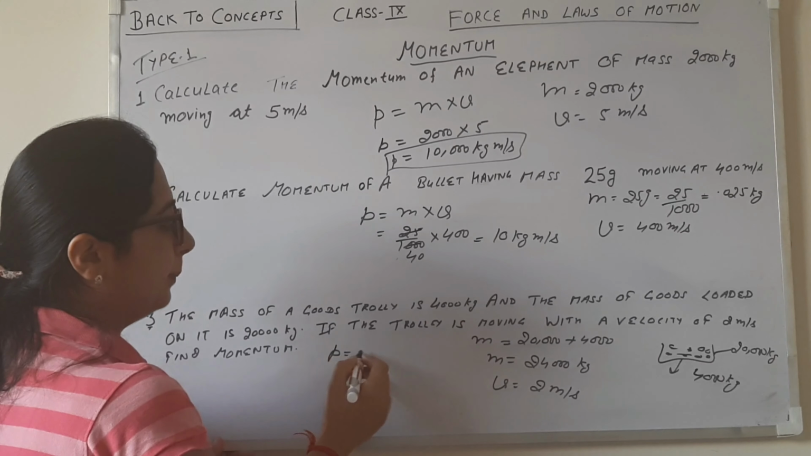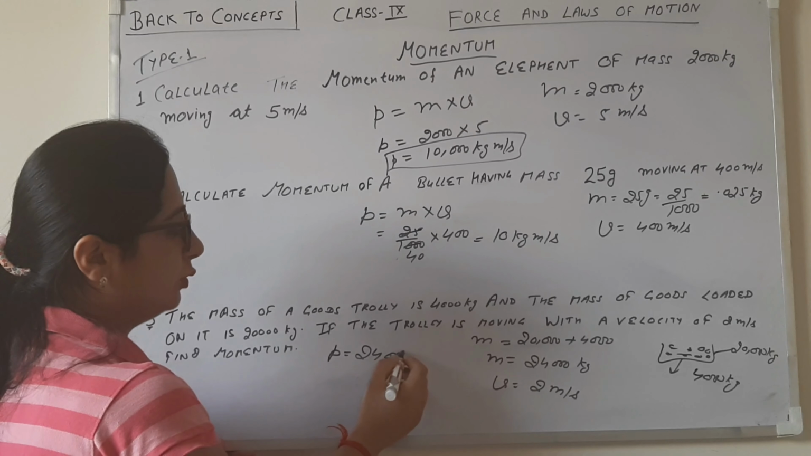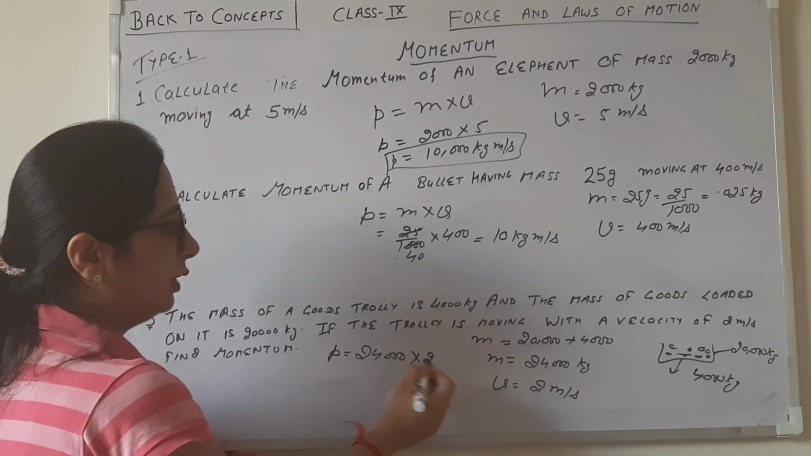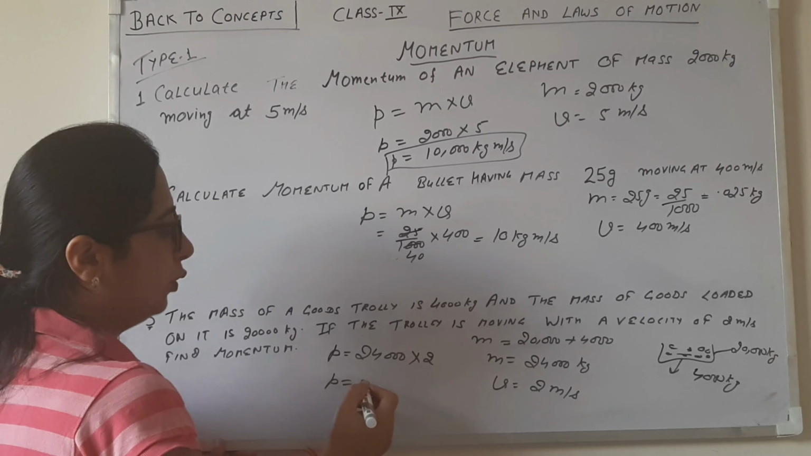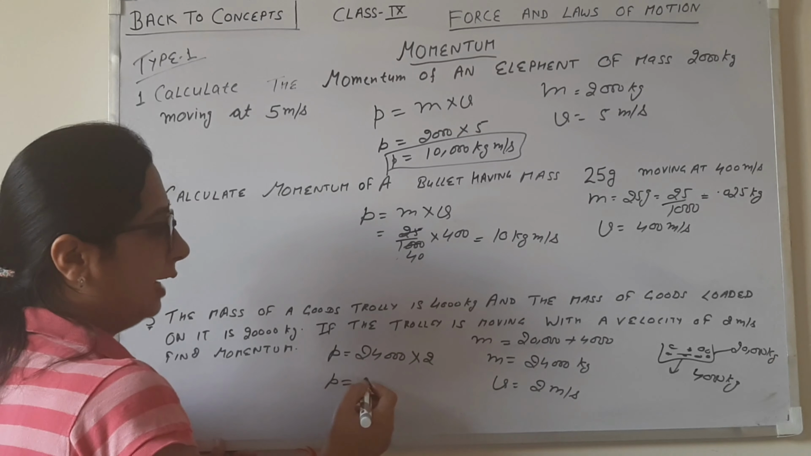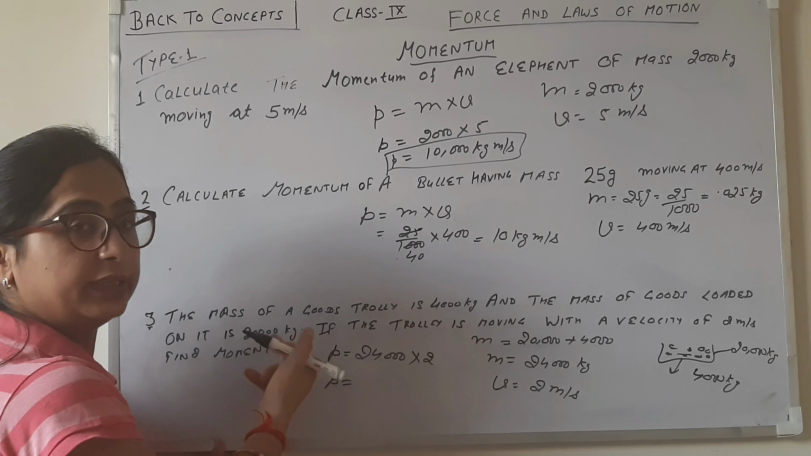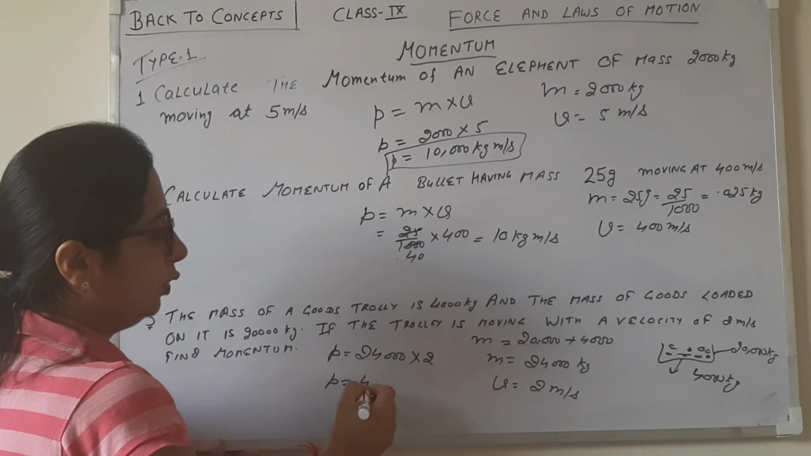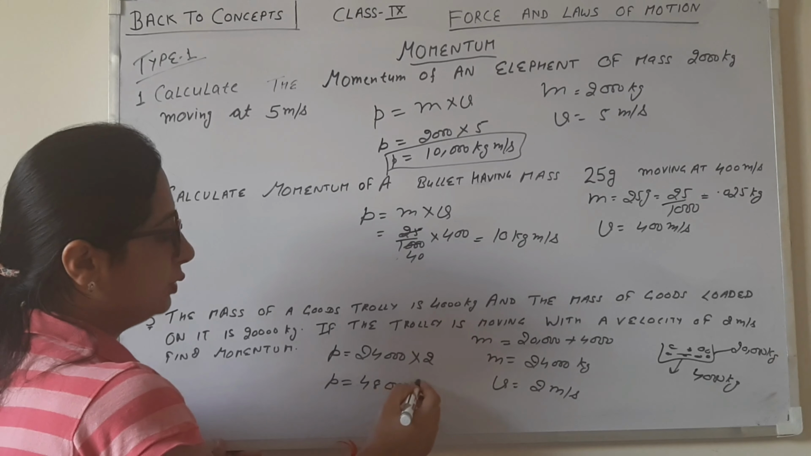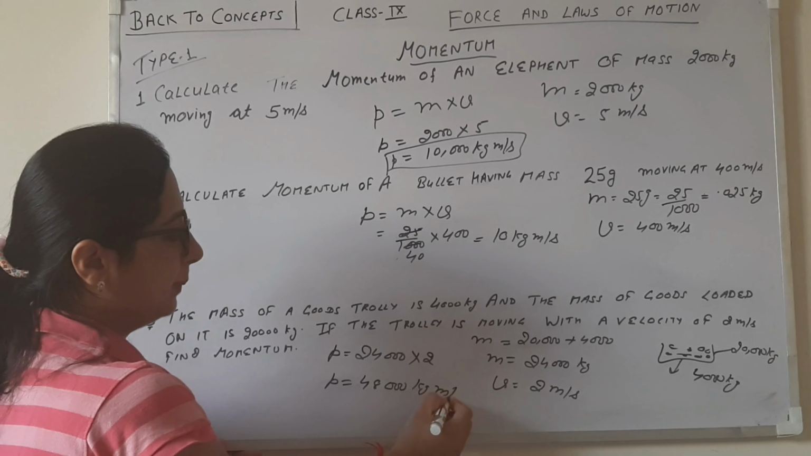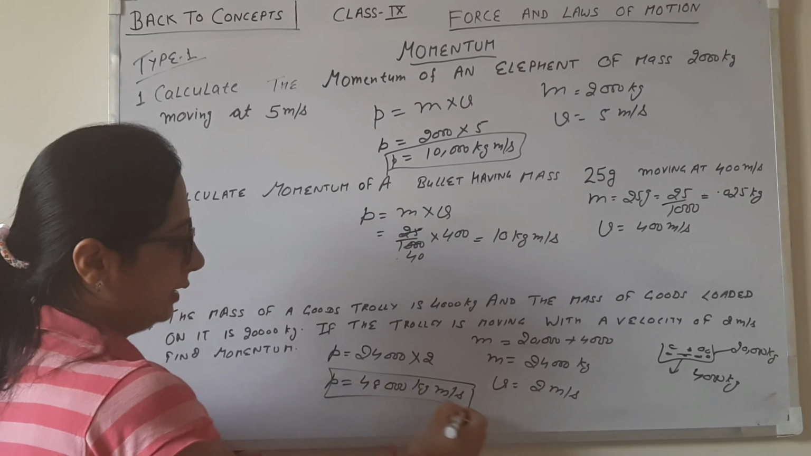What's the momentum? Mass 24,000 and what's the velocity here? 2. So the momentum of the trolley having goods of 20,000 kilogram is equal to 48,000 kilogram meter per second.